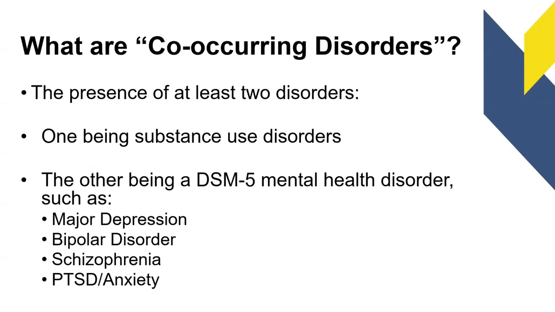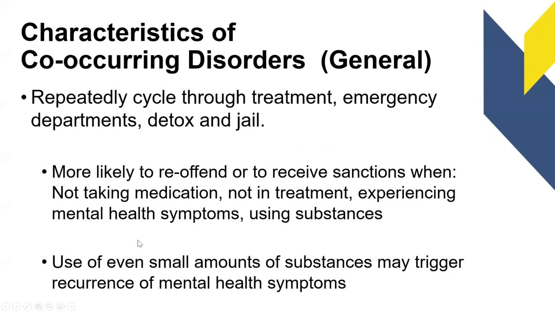What are co-occurring disorders? Well, in clinical terms, or if we look at criteria, we would think of the presence of at least two disorders, one being substance use disorder, the other being a DSM-5 mental health disorder, or it could be another underlying issue that I mentioned earlier. But the characteristics of a co-occurring disorder: repeatedly cycle through treatment, emergency departments, detox, and other institutions, more likely to reoffend or to receive sanctions when not taking medications, or not in treatment, or experiencing mental health symptoms, or using substances. Even small amounts of substances may trigger reoccurrence of mental health issues or other comorbid or underlying issues.